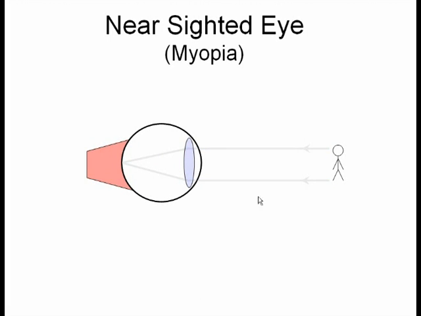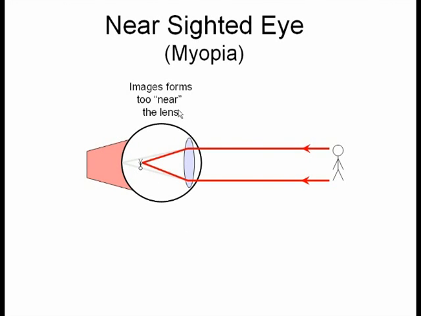Somebody who's nearsighted suffers from the condition called myopia. If I go between these two pictures, you can see that the nearsighted person's lens is a little bit thicker than it should be. The thicker lens has a shorter focal length, so it's focusing before the retina. We say that the image forms too near the lens, and that's where the word near comes from for the word nearsighted. So to correct this, there are two different ways.